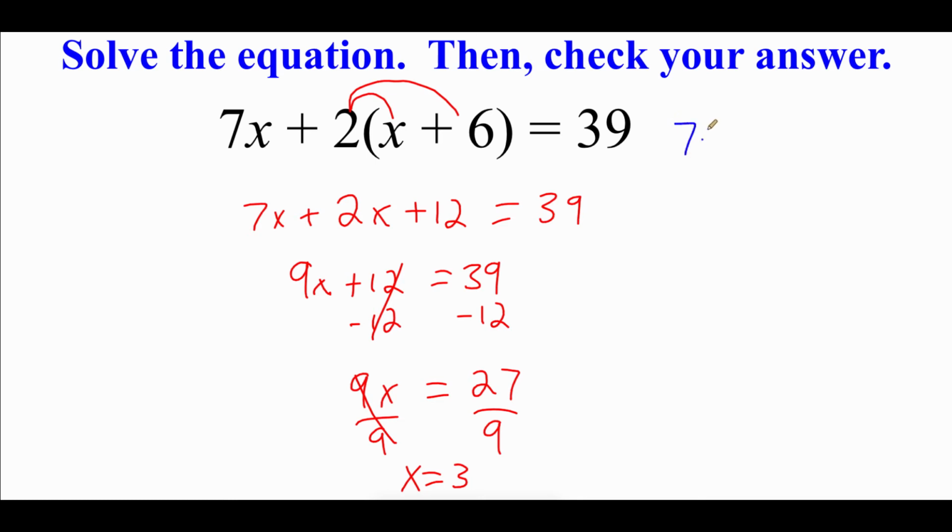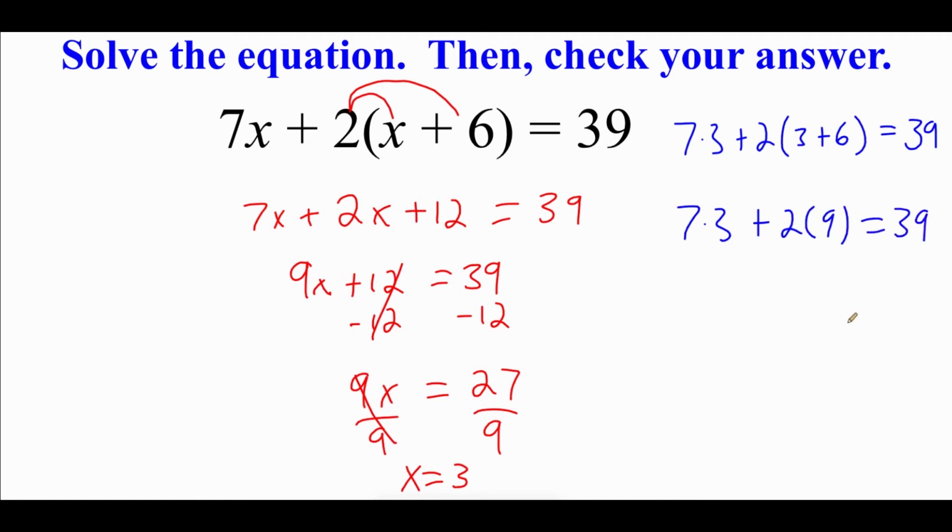So we take 7 times 3 plus 2 times (3 plus 6), and we're hoping that's equal to 39. Now, when we do the order of operations, we're supposed to start inside of the parentheses first. So 3 plus 6 is going to give me 9. So we're going to have 7 times 3 plus 2 times 9 maybe equals 39.